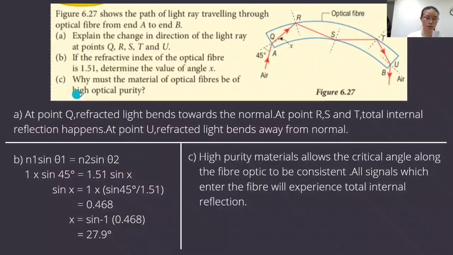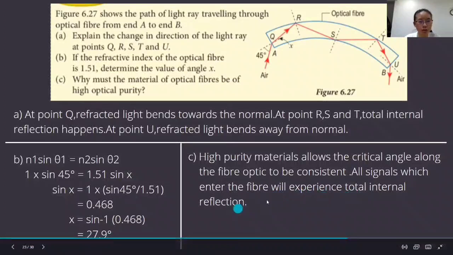Okay. C. Why must the material of optical fibers be of high optical purity? High purity materials allow the critical angle along the fiber optic to be consistent. All signals which enter the fiber will experience total internal reflection.